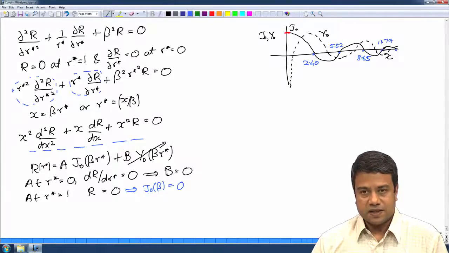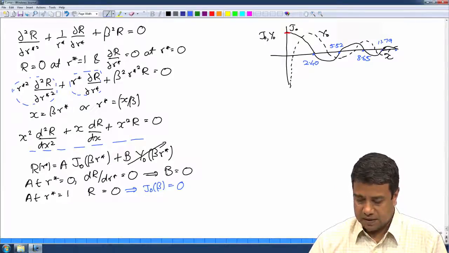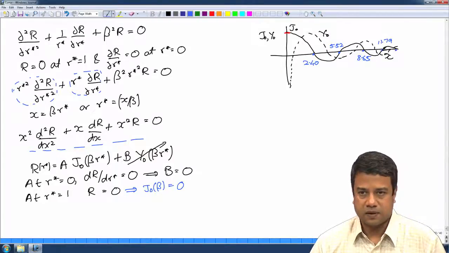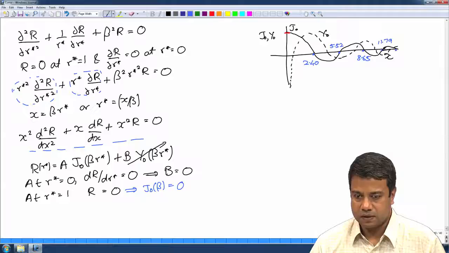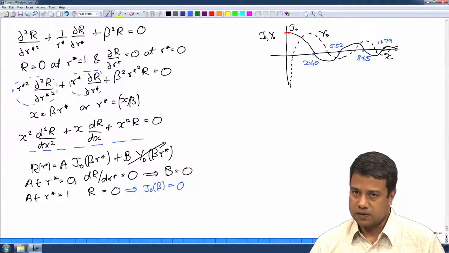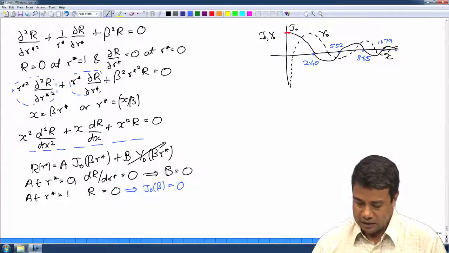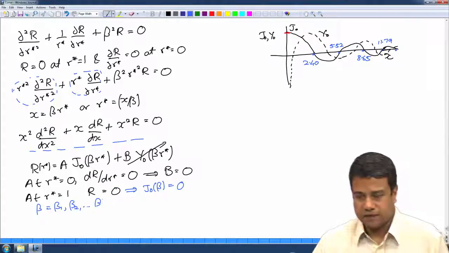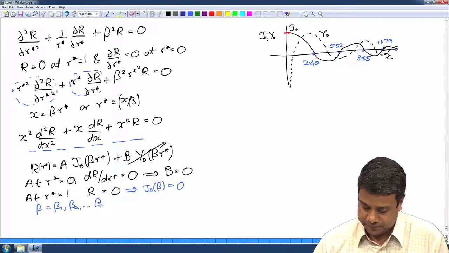So, there is a discrete set of betas for which the Bessel function is equal to 0 at R equal to R star equal to 1. Therefore, the valid solutions are only those values of beta. So, beta is discrete. Beta can be equal to beta 1, beta 2, etc. There is an infinite set of such solutions.